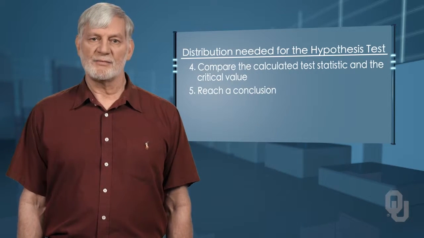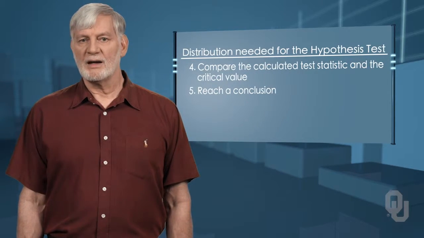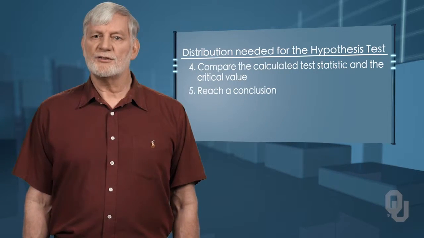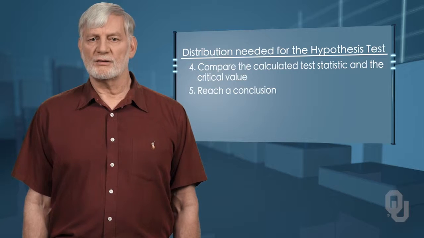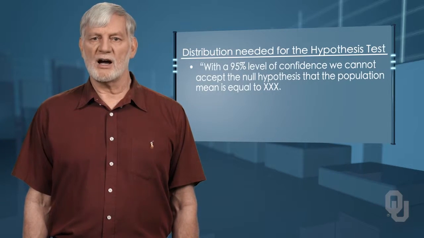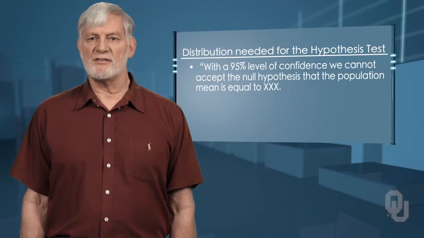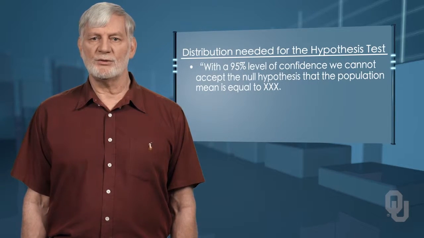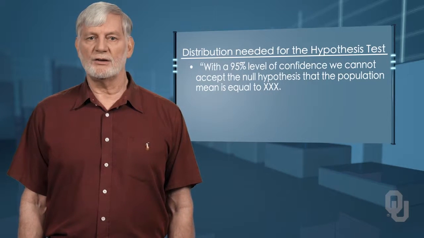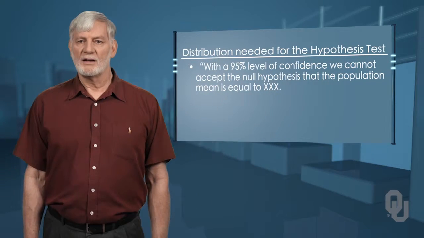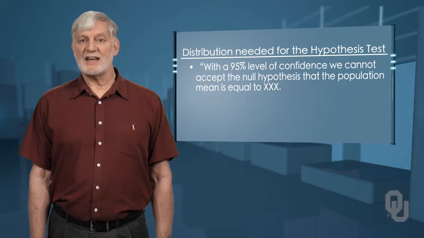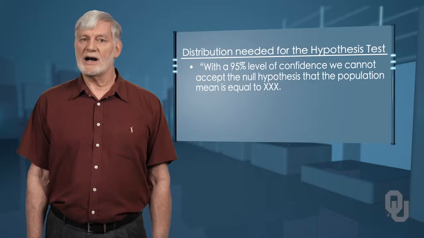Number 5. Reach a conclusion. It is best to articulate the conclusion two different ways. First, a formal statistical conclusion, such as, quote, with a 95% level of confidence, we cannot accept the null hypothesis that the population mean is equal to XXX, some units of measurement like dollars or years or miles. The second statement of the conclusion is less formal and states the action or lack of action required.